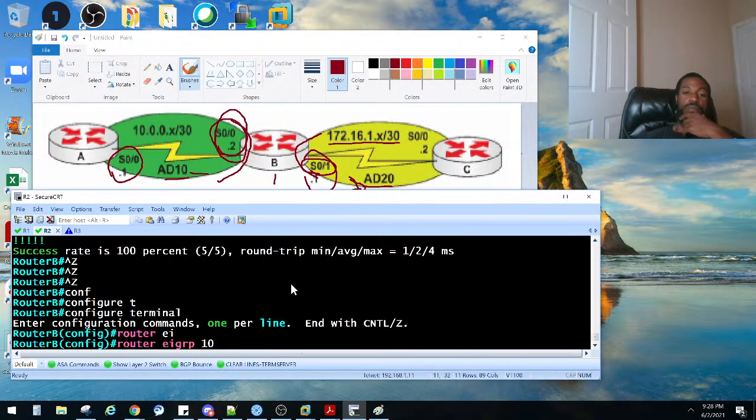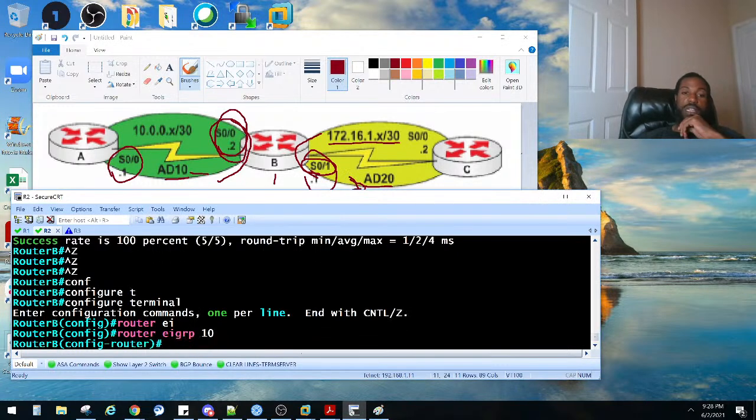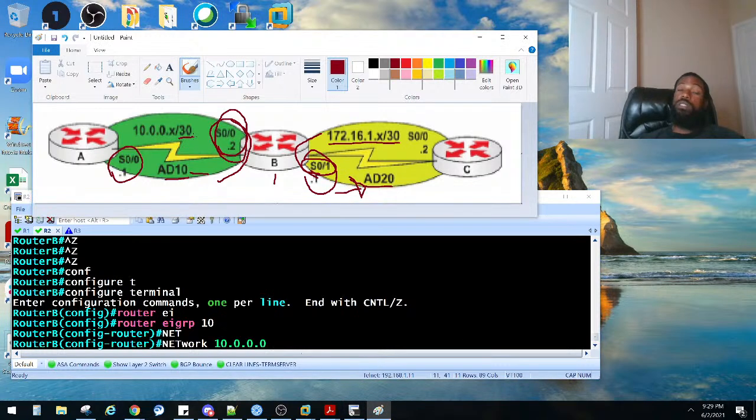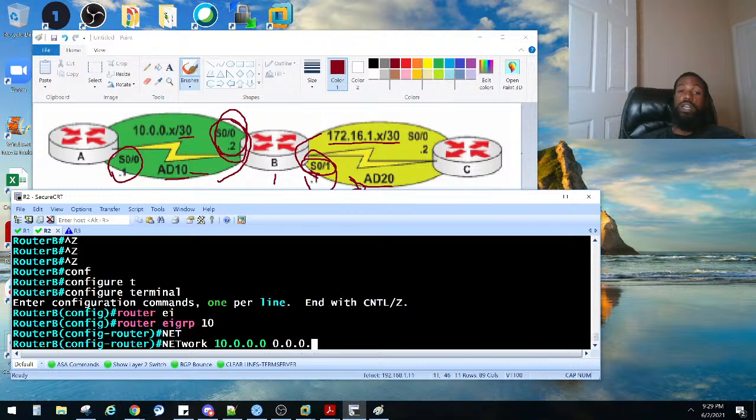So process number 10. We're going to say network 10.0.0.0, security wise, that's a good practice. Yes, exactly, Anthony. So 10.0.0.0 subnet mask of /30. But remember, we don't work with subnet mask. We work with wildcard mask, which is the opposite of a subnet mask, of 0.0.0.3.